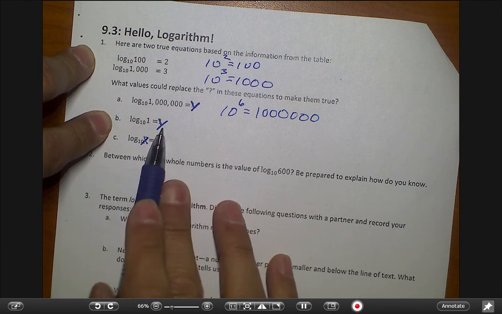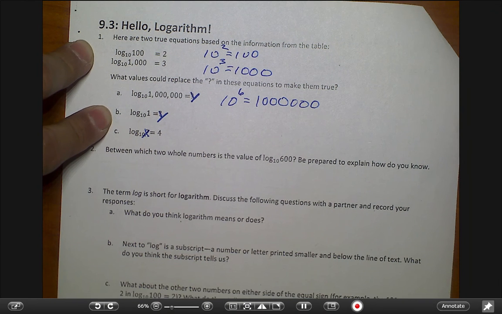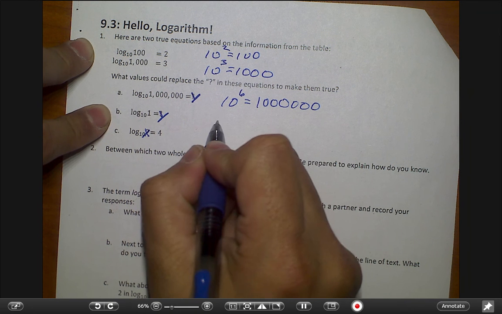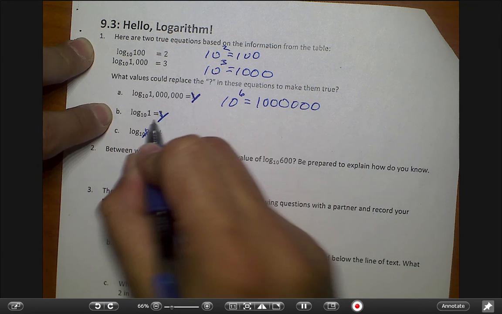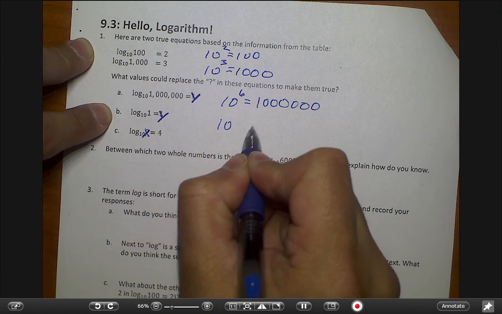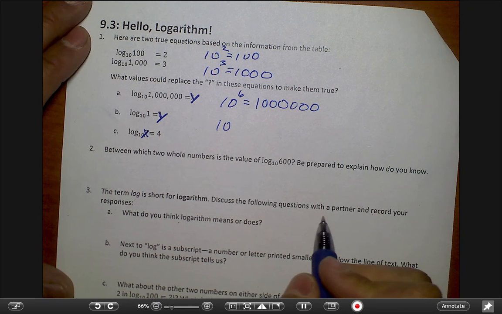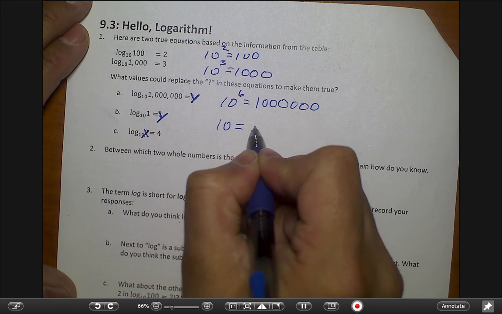Okay, what do we get for B? 10? Not 10. For B? 1. 1. Exactly.